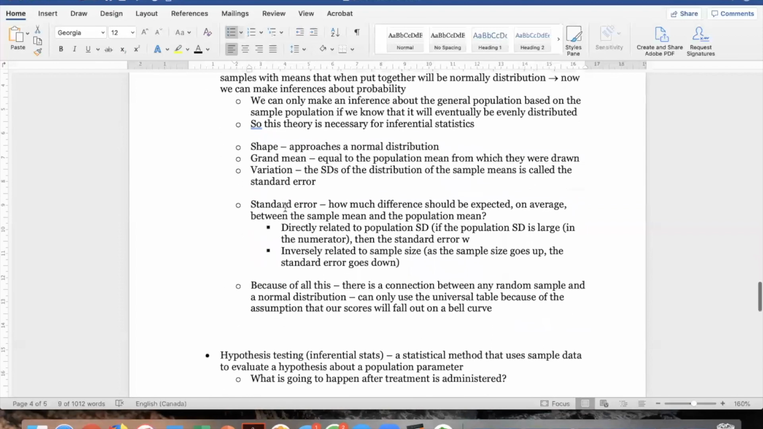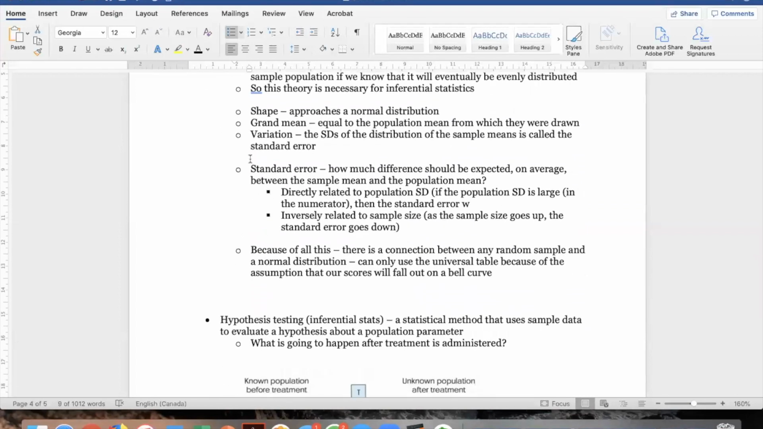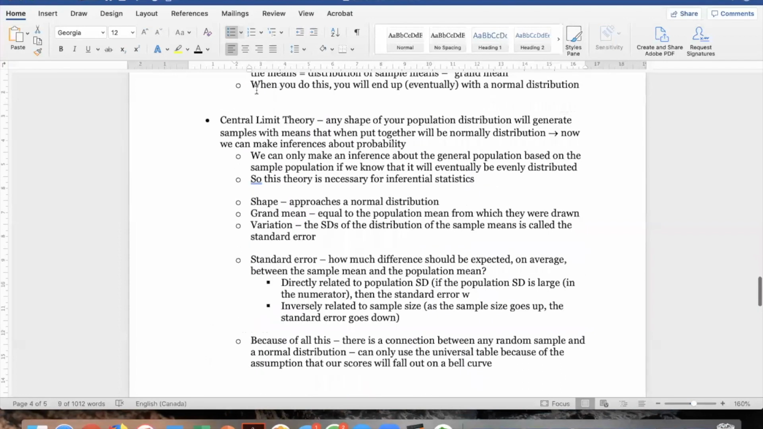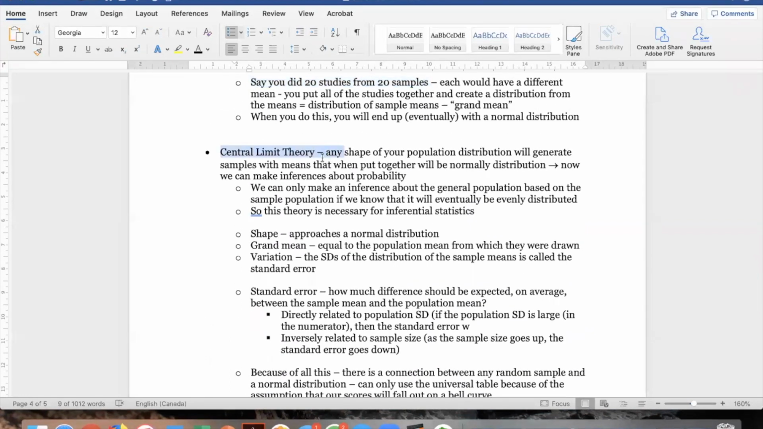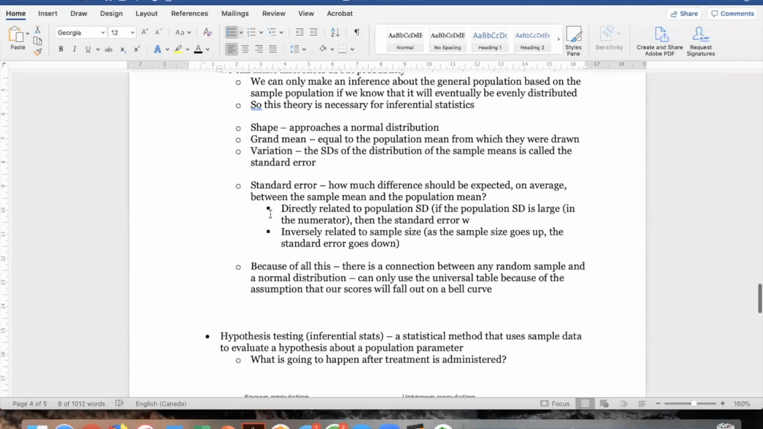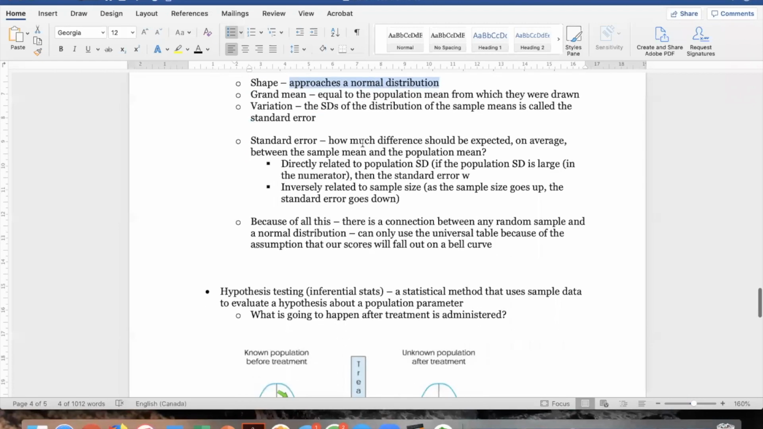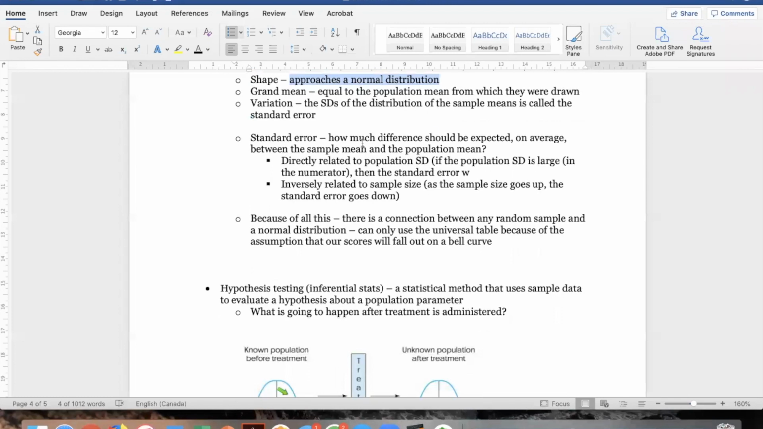So we need, this is all under your central limit theory. In order to make inferences, you need to know that the shape of the mean approaches a normal distribution curve. The grand mean, that doesn't even matter. Variation, the standard deviation of the distribution of the sample means is called the standard error.